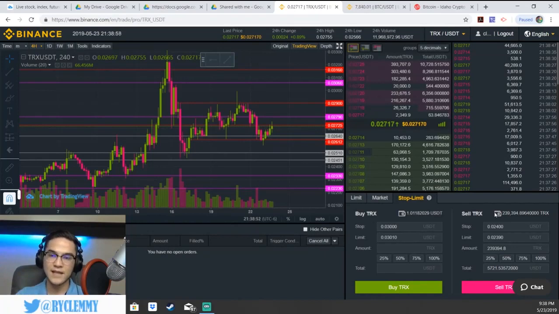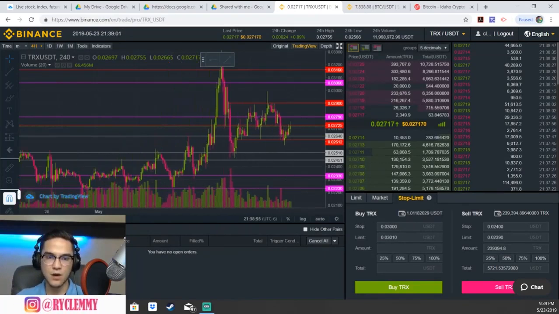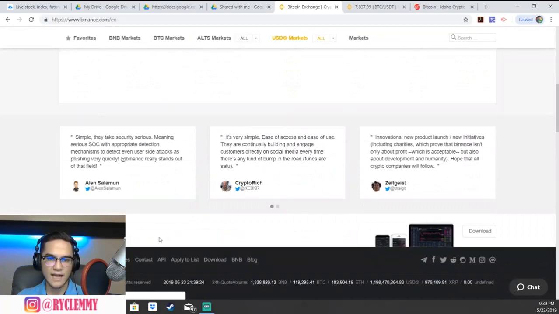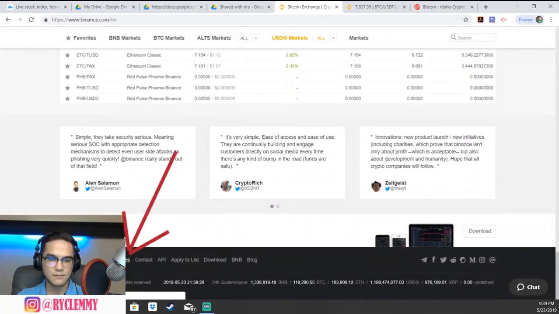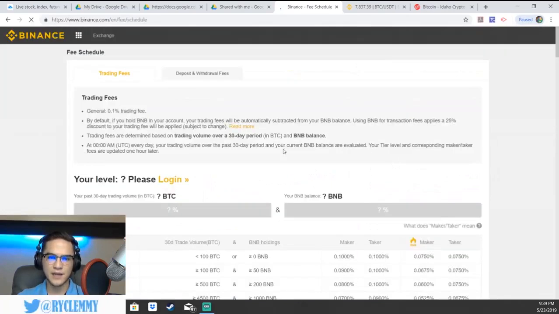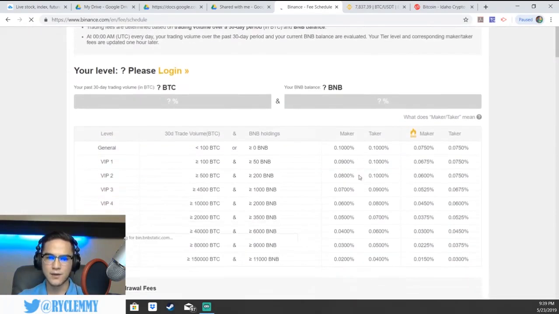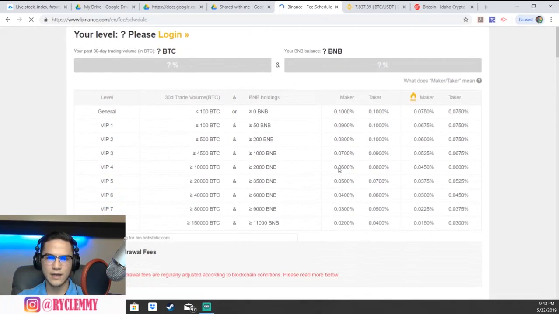Now, those are the basic types of orders. And like I said, there's always fees. So on Binance, if you go to their homepage by clicking up here and then scroll all the way down to the bottom where it has fees, click on that. And then it's going to take you to their fees page, which is right here. So when you're buying or selling on Binance, there's always going to be fees. It's all broken down right here.